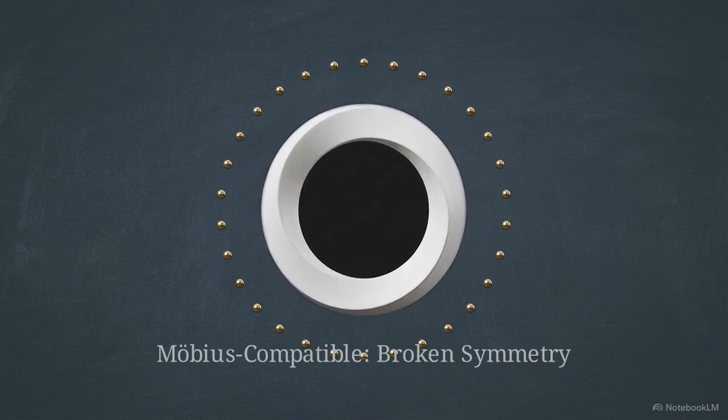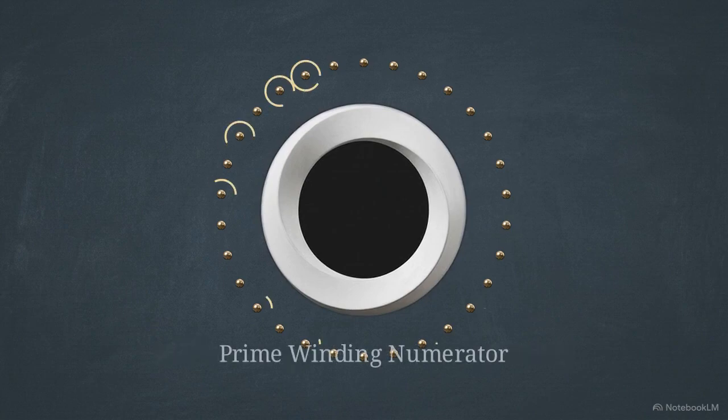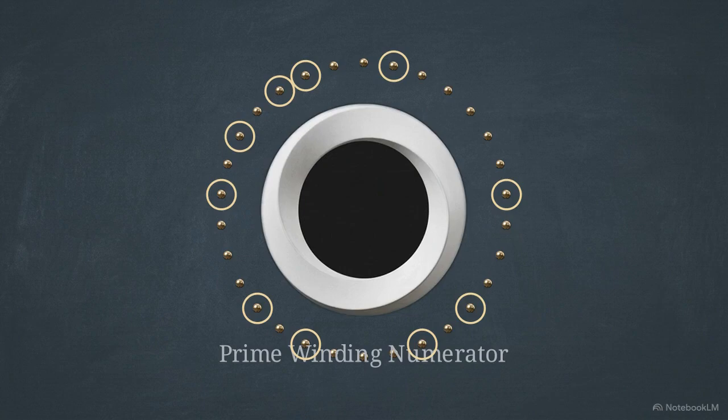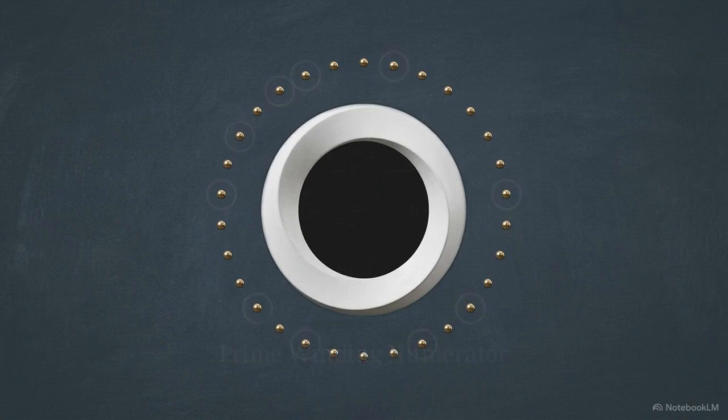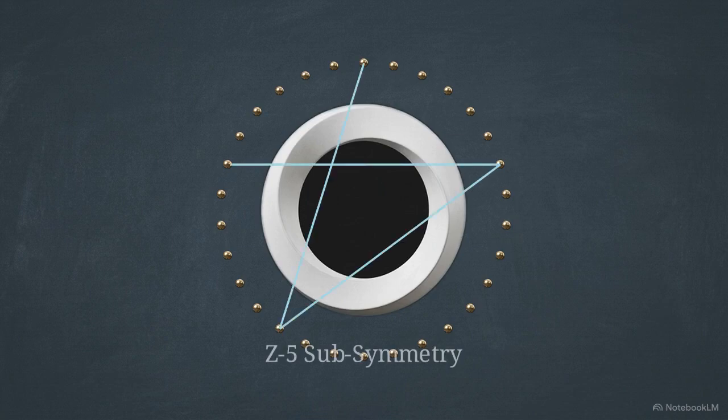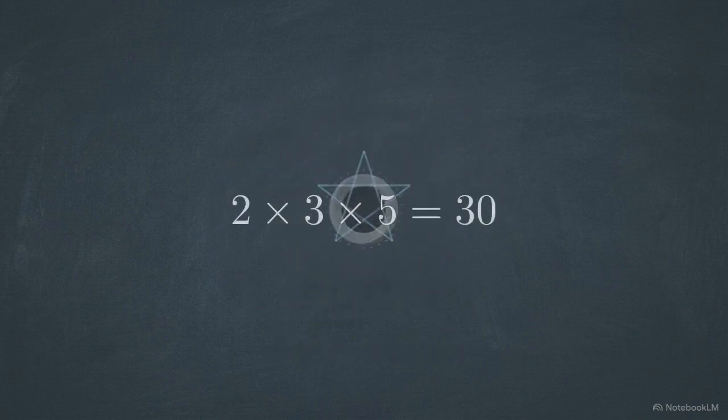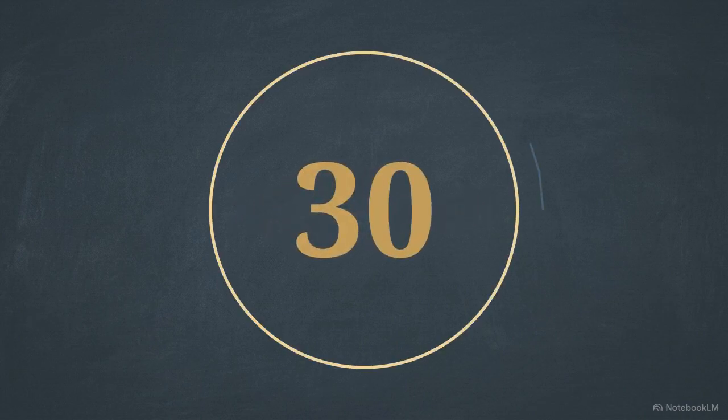This allows for the broken time reversal symmetry necessary to match the spacing of energy levels observed in complex atomic nuclei. Condition 4 requires the lattice to possess a prime winding numerator, which allows the model to maintain the mathematical structure of an Euler product. Finally, to account for the 5-fold structure observed in the electroweak sector, the lattice must host a Z5 subsymmetry. 30 is the minimal integer that satisfies all 5 of these group requirements simultaneously. It is the product of the first 3 primes, 2, 3, and 5.